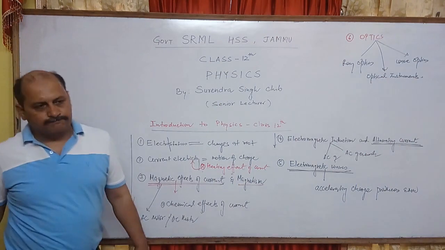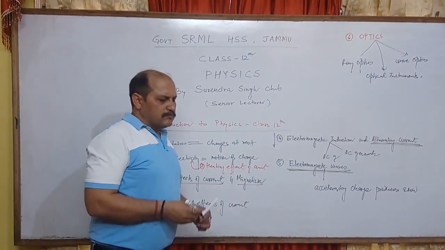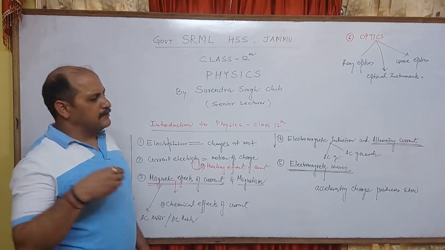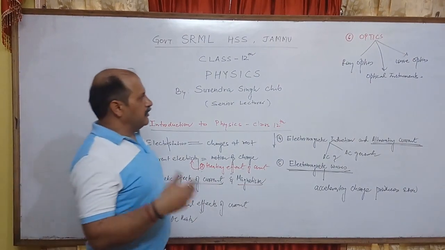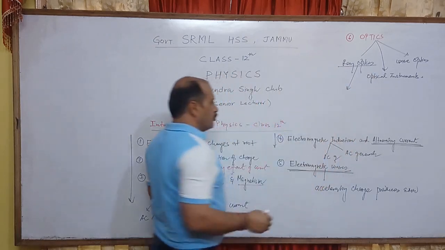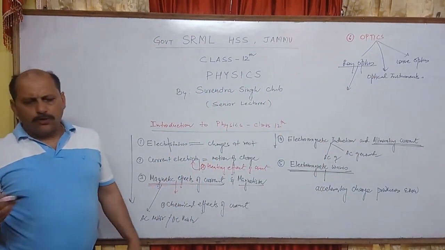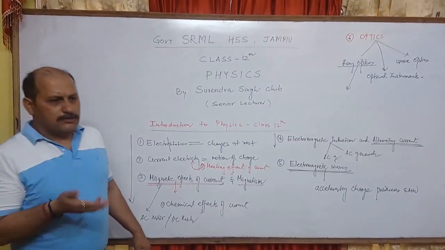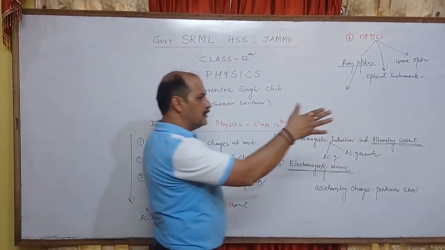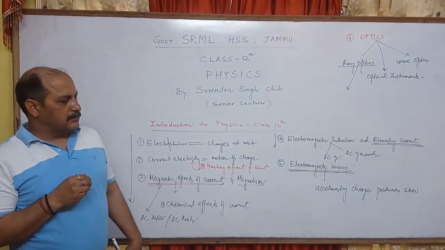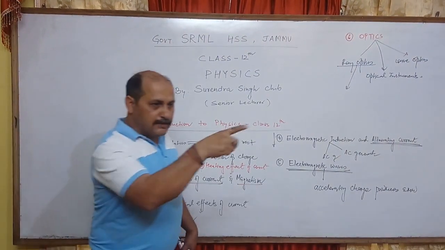Ray optics. From 4th onwards we have studied lenses, mirrors, prism, and so on. That is ray optics. Now what is ray optics? In ray optics we assume that light is moving straight. That is the rectilinear propagation of light. Light is moving in a straight line.